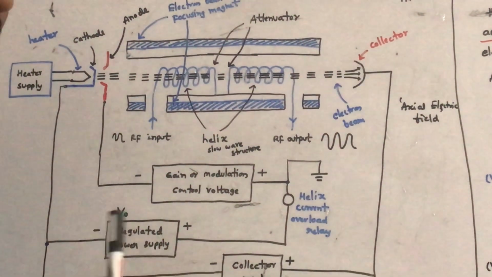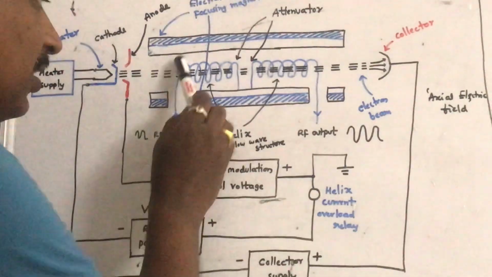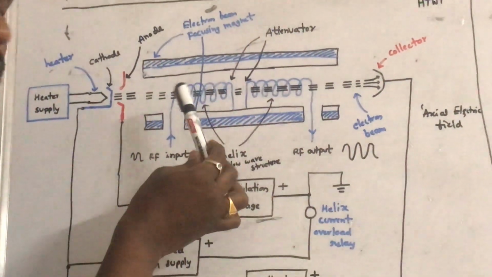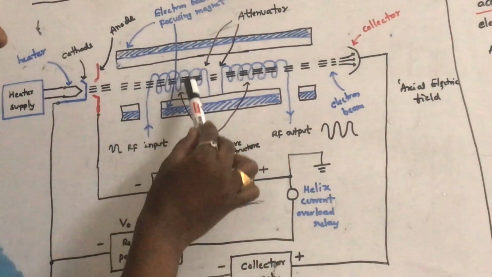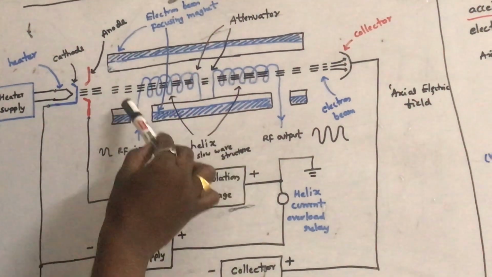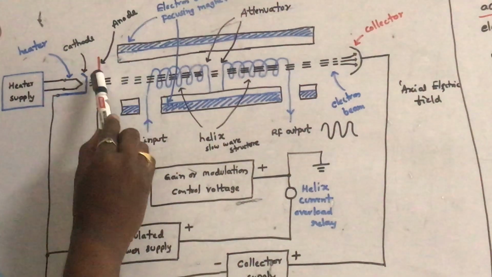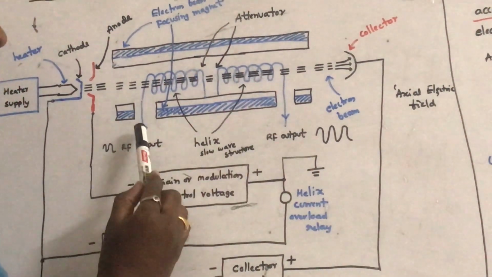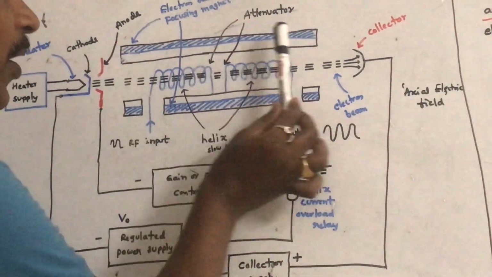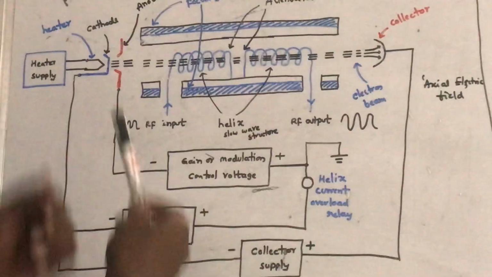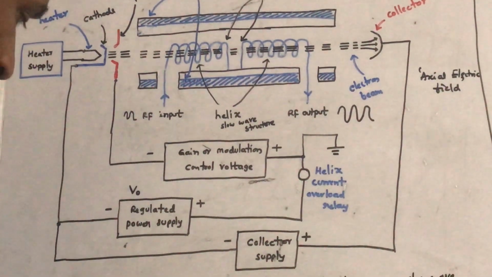Now, I have explained in the previous lecture what the purpose of this slow wave structure is. The purpose of this slow wave structure is to reduce the velocity of the RF input such that there will be a better interaction between the electron beam and the RF input. For this purpose, this slow wave structure is employed in the tube, which we discussed in the previous class.